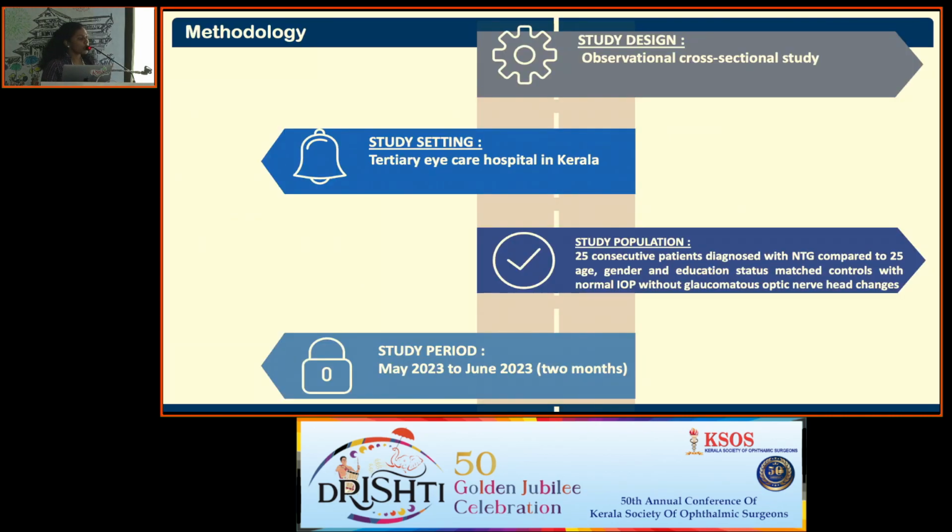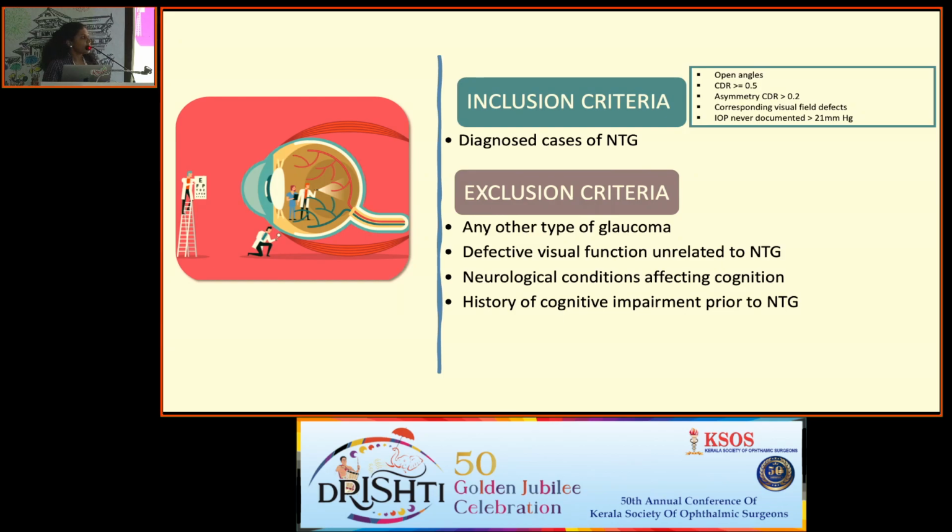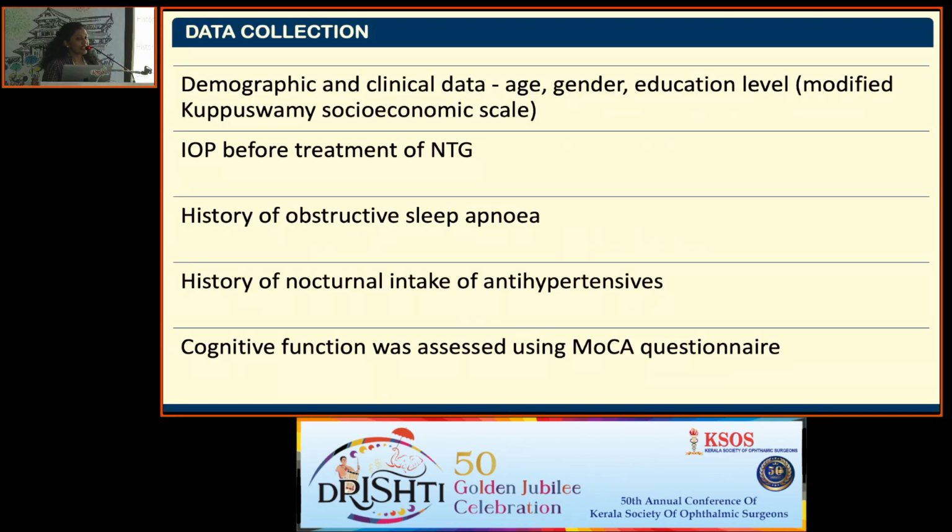It was an observational cross-sectional study done at a tertiary eye care hospital in Kerala. We had 25 NTG patients and 25 age, gender, and education status matched controls with normal IOP without glaucomatous nerve head changes. Study period was 2 months. These are my inclusion and exclusion criteria. Demographic and clinical data were collected and cognitive function was assessed using the MoCA questionnaire.